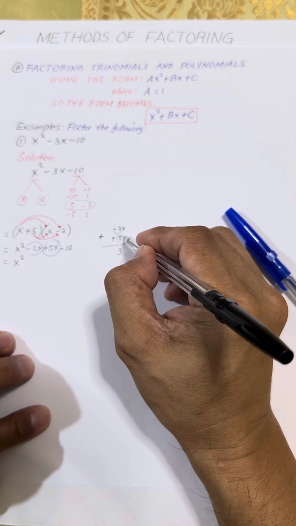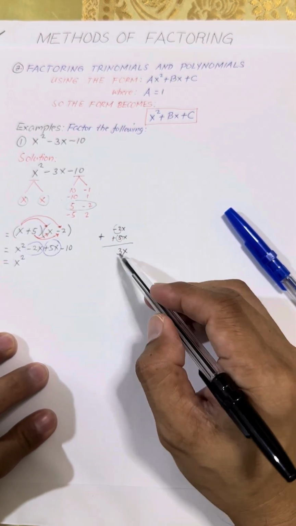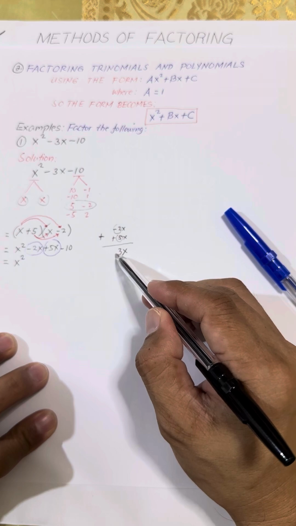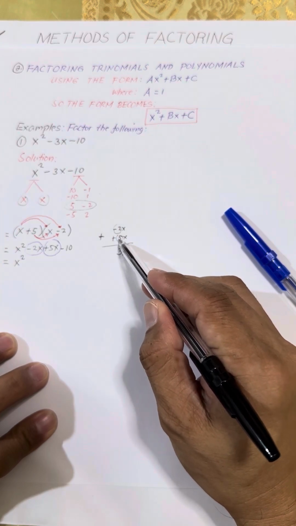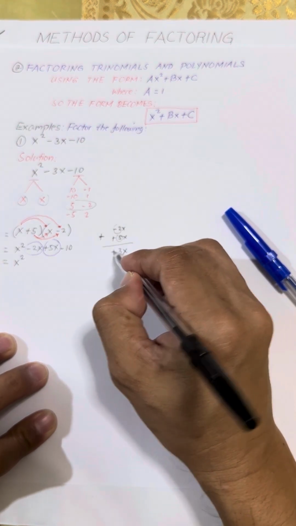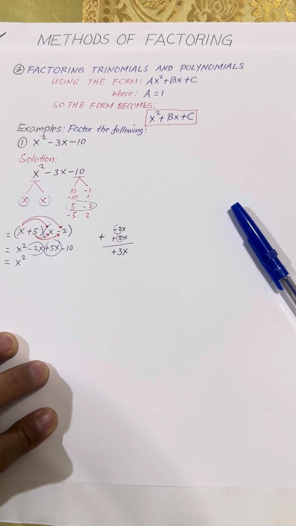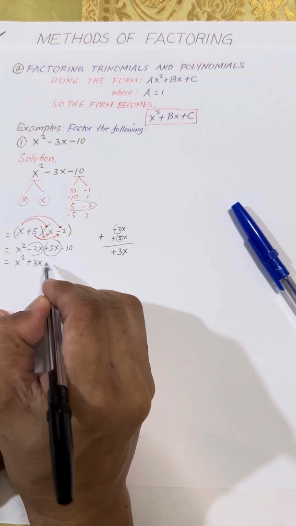Then carry the common variable, which is x. After that, the sign of your result will be taken from the bigger number. So 5 is bigger than 2, so the sign of 5 is plus. So this should be plus 3x. So our final answer here is plus 3x, then minus 10.